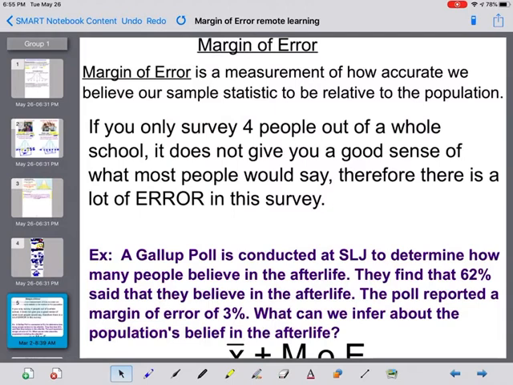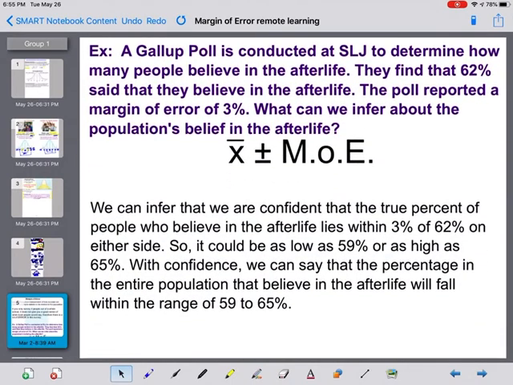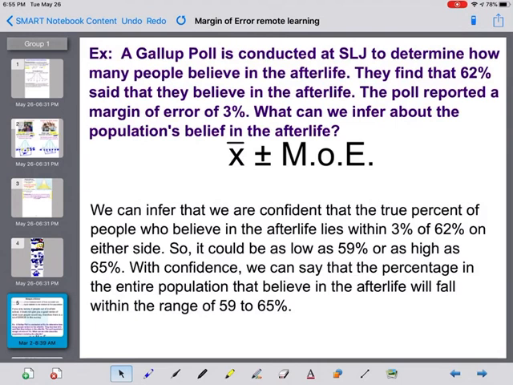A Gallup poll is conducted at SLJ to determine how many people believe in the afterlife. Remember to pause this and take notes on things that are important. They find that 62% said they believe in the afterlife. The poll reported a margin of error of 3%. So this was their finding. 62% of the people they surveyed said they believe in an afterlife with a margin of error of 3%.